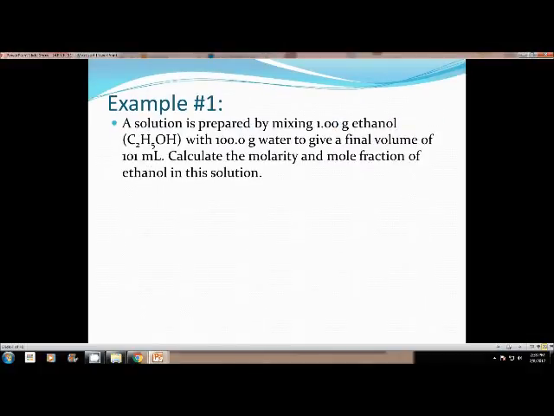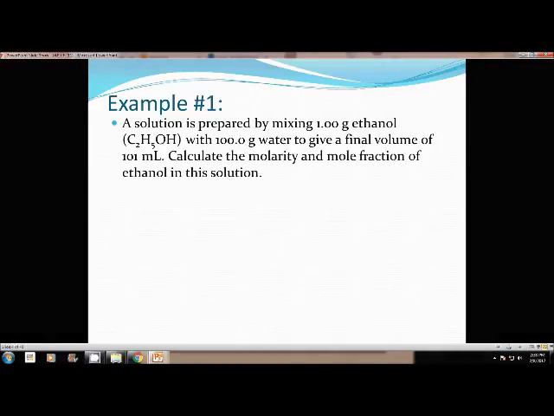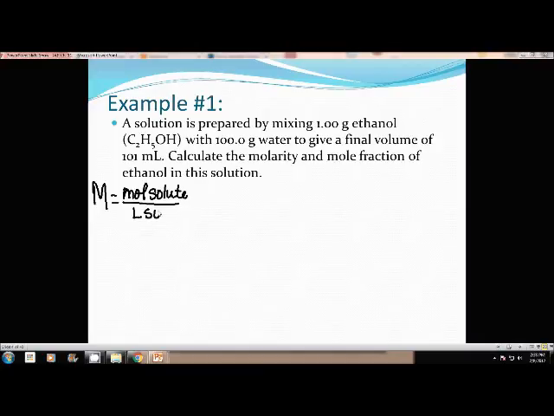So example 1, we're going to use our molarity and our mole fraction. A solution is prepared by mixing 1 gram of ethanol, C2H5OH, with 100 grams of water to give a final volume of 101 milliliters. Calculate the molarity and the mole fraction of ethanol in this solution. Let's do the molarity first. Molarity is equal to moles over liters, but it's the moles of the solute over the liters of the whole solution, the volume of the whole solution.